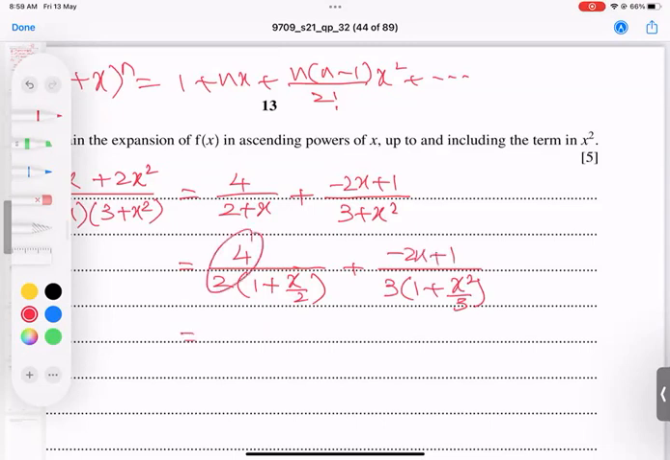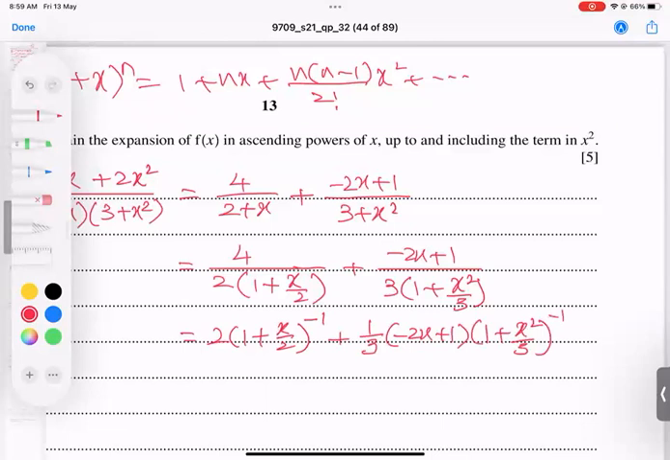Now this simplification, 2 and this, bring it up whole. I got 1 over (1 plus x by 2) to the power minus 1. So what about this one? 1 over 3 and negative 2x plus 1 times (1 plus x squared by 3) to the whole power negative 1. And I hope you understood well how I got this expression.